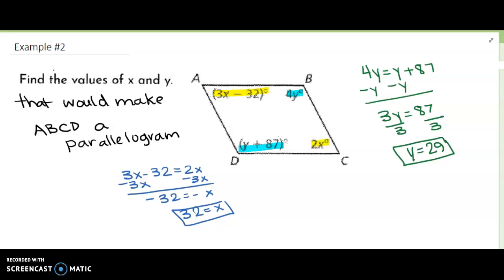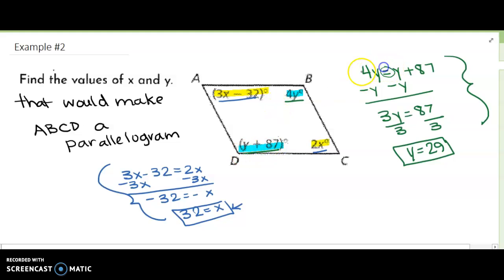All right, so in order to make this a parallelogram, you would have to make the opposite angles be congruent. So once again, I've highlighted in the same color the angles that should be congruent. And remember, if they should be congruent, then that means you would set them equal. So if you look down here in blue, I have set 3x minus 32 equal to 2x. Done the algebra, you should have gotten x equals 32. Here on the right in green, I've taken the two highlighted in blue that should be congruent, set them equal, and did a little bit of algebra, and you should have gotten y equals 29.